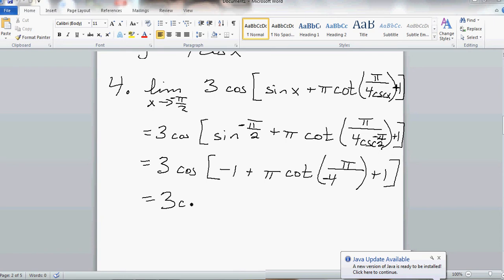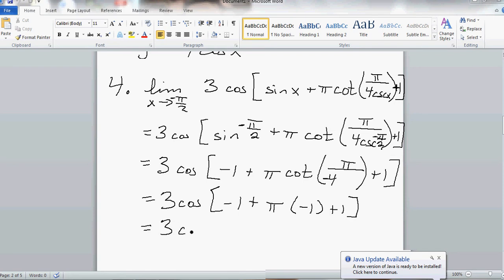Next step. 3 cosine of negative 1 plus pi times whatever cotangent of negative pi over 4 is. Well, cotangent is the reciprocal of tangent. The tangent of negative pi over 4 is negative 1. So the reciprocal would be negative 1. So this becomes times negative 1 plus 1.